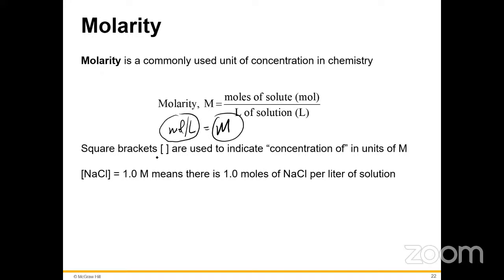And in chemistry, we use square brackets to indicate concentration of whatever is within the square brackets in units of M. So for example, this here represents concentration of sodium chloride is equal to 1.0 M, which also means that there's 1 mole of sodium chloride for every liter of the solution. All right, so that's yet another way of expressing the molarity of a solution.